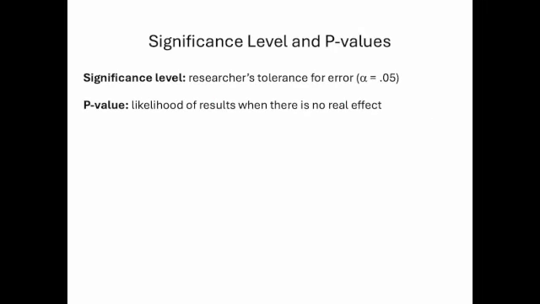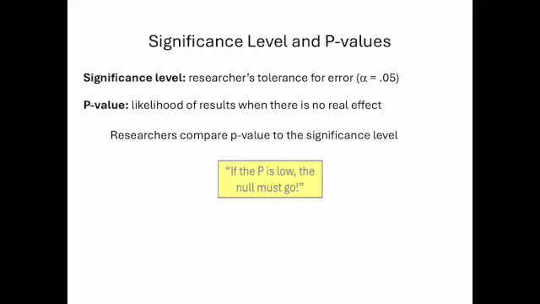Significance level and p-values, they're both probabilities. The researcher sets the significance level ahead of time, looks at the p-value. Is this p-value less than 0.05? Yes, I reject. And I conclude that there's a real effect here. If it's not less than 0.05, I'm not going to reject. Easiest way to remember it, if the p is low, the null must go. So keep the 0.05 in your head.